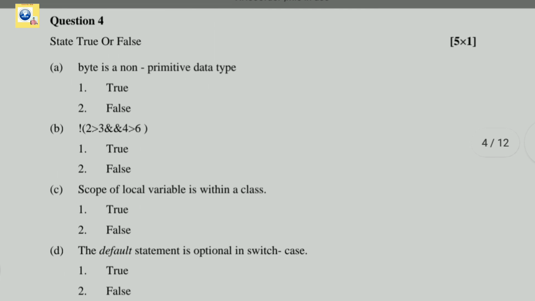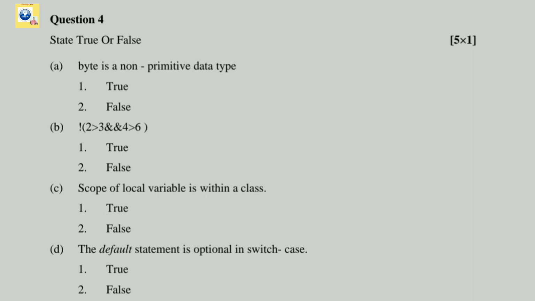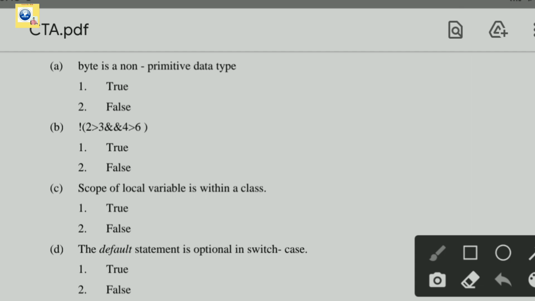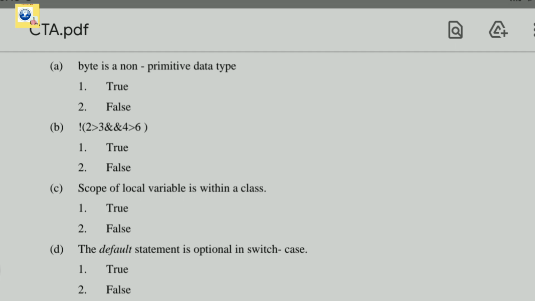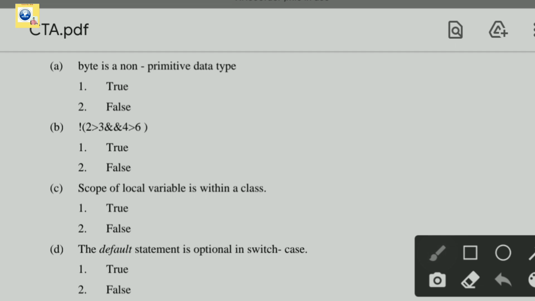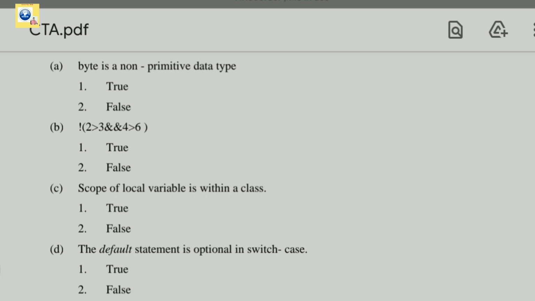Coming to question number 4, where we have to state true or false. Byte is a non-primitive data type. Byte is a primitive data type, such as other primitive data types like int, double, char. Byte is a part of integer, a group of integer. It is written that byte is non-primitive, so we will go with false.